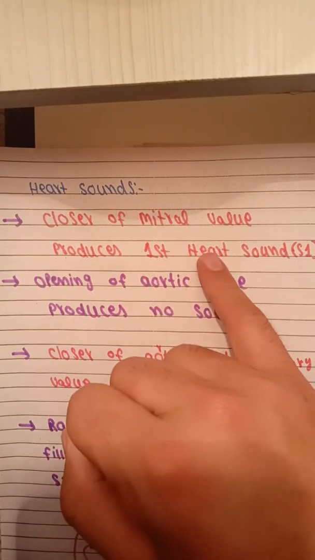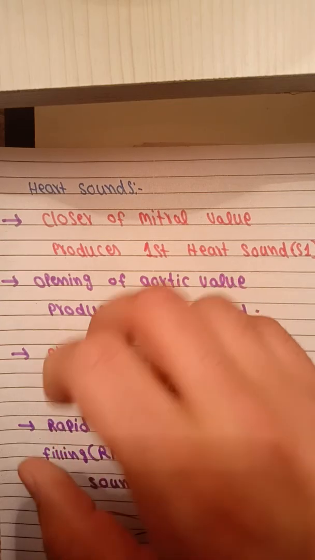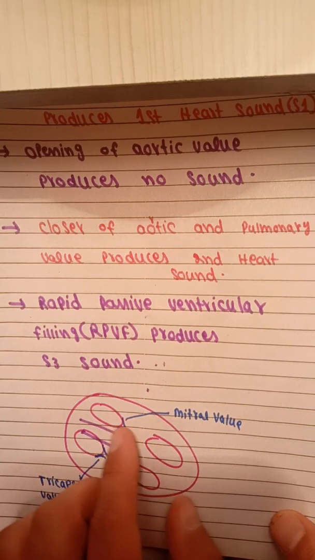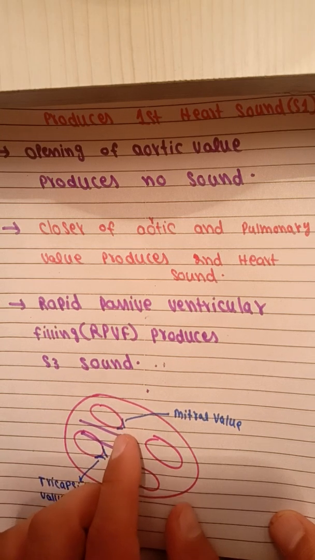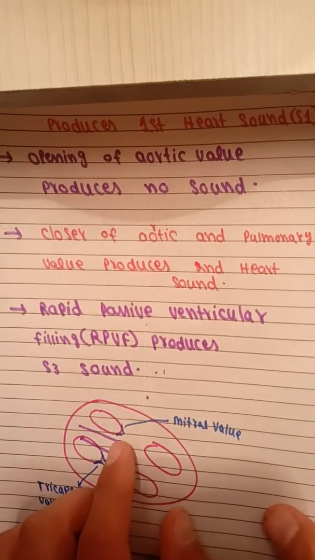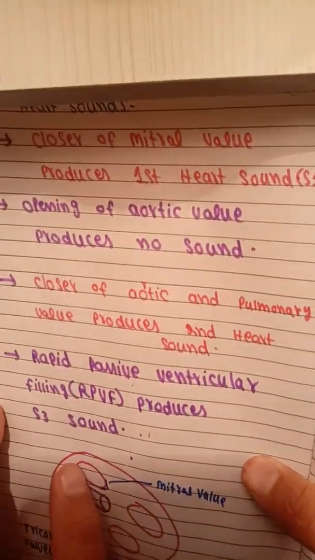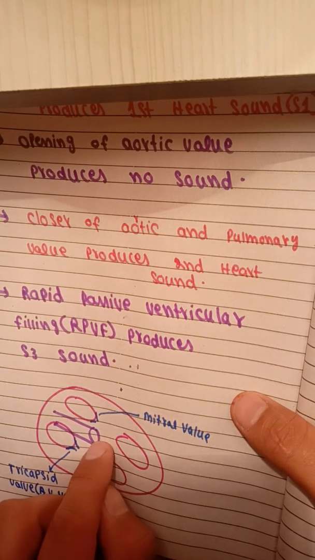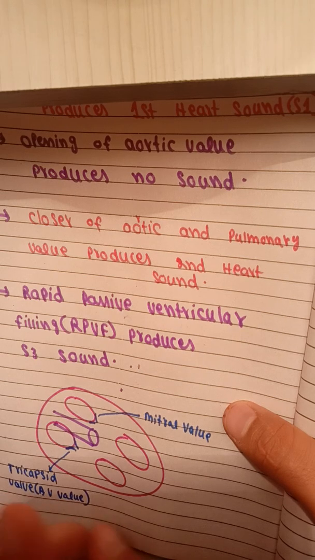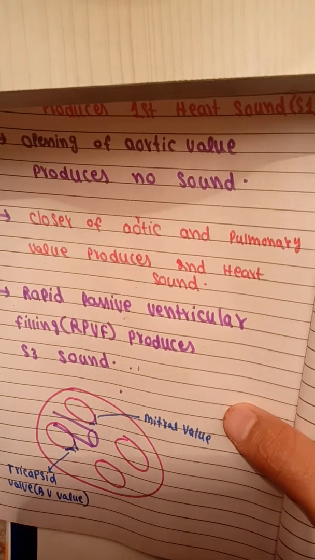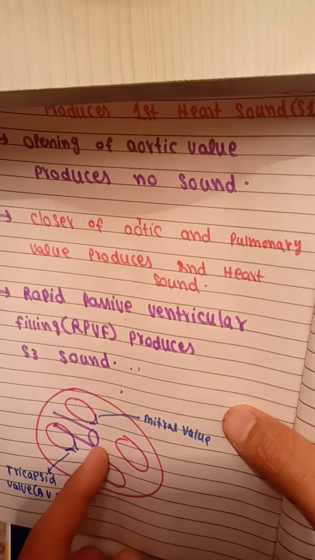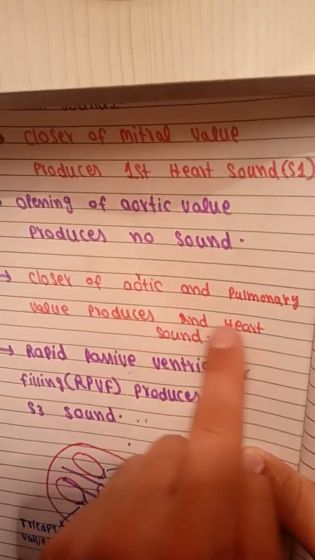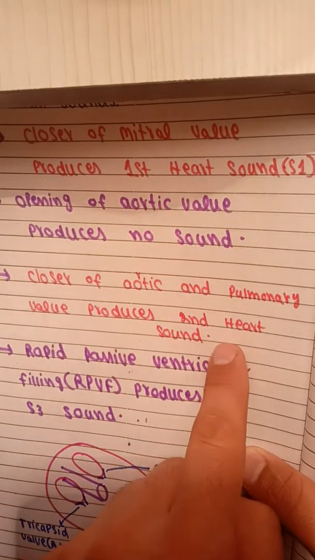So closure of the mitral valve produces the first heart sound. When this mitral valve closes, it will produce a sound which is called the first heart sound. Second thing, this is the aortic valve. This is the valve of the aorta. When it opens, it will produce no sound, but when it closes, it will produce a sound called the second sound. Opening of the aortic valve produces no sound, but closure of the aortic and similarly the pulmonary valve produces the second heart sound.